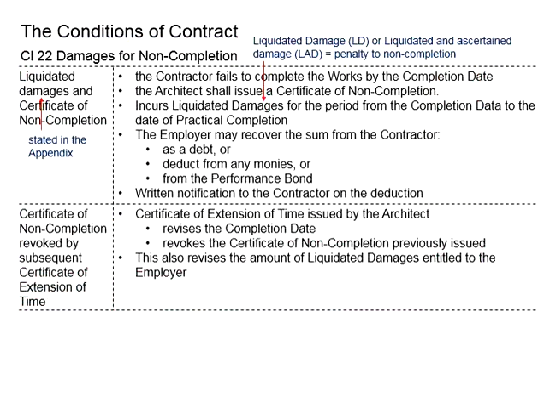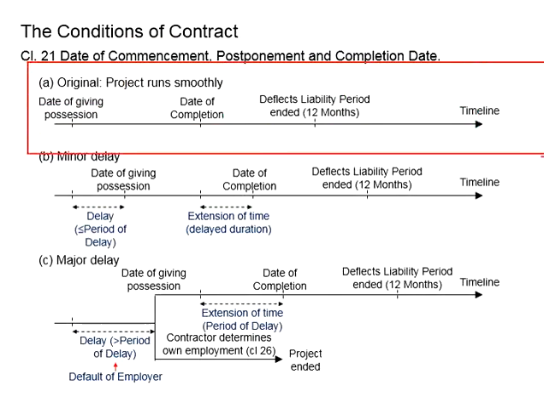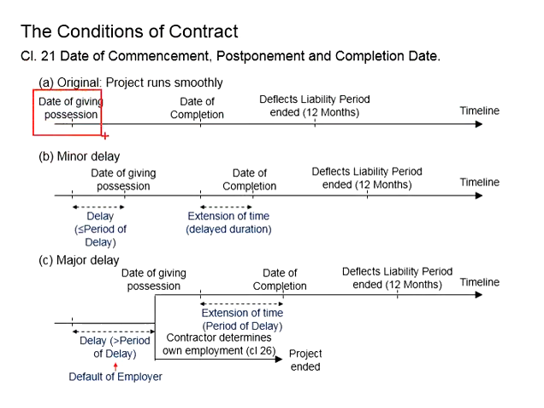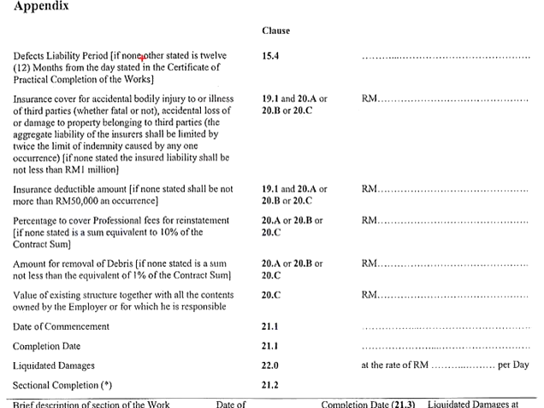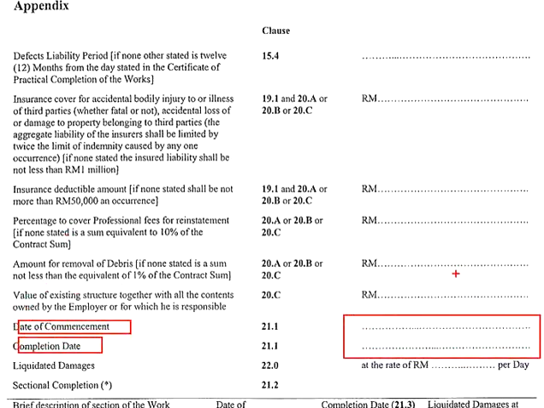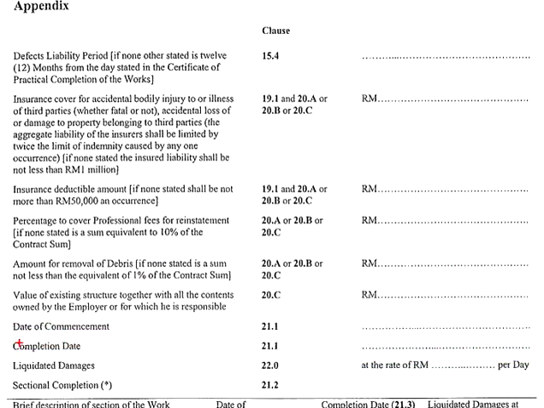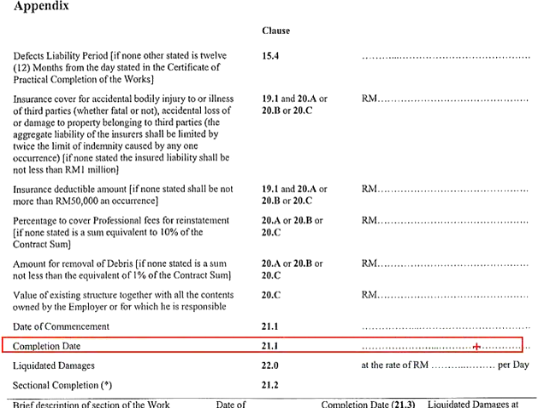Before we discuss this, let us first establish what non-completion is. For a typical project, upon possession of the site, the contractor will need to execute the work diligently and ensure the works as stipulated in the contract are completed on time. We have mentioned previously that the date of commencement and the completion dates will be clearly specified. The contractor will need to abide by the completion date.